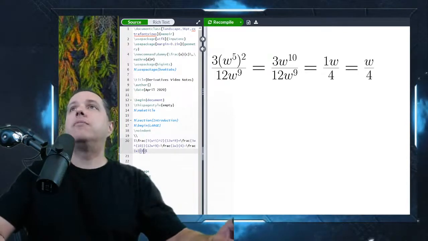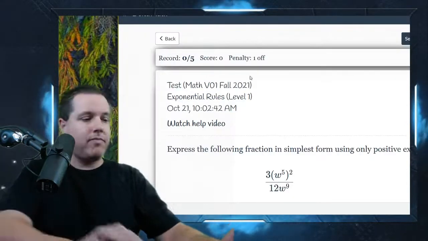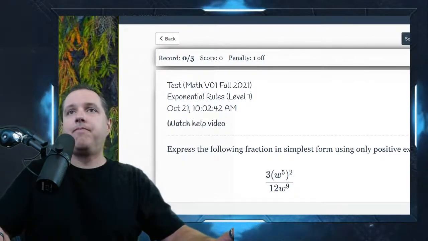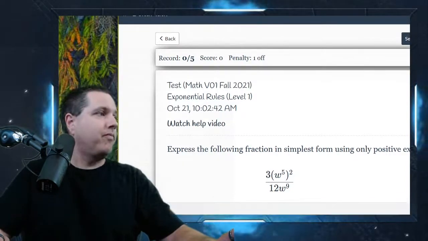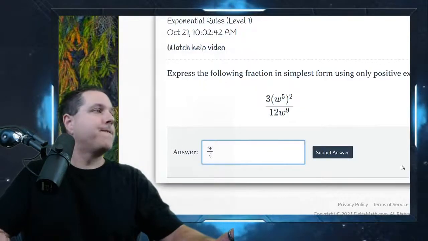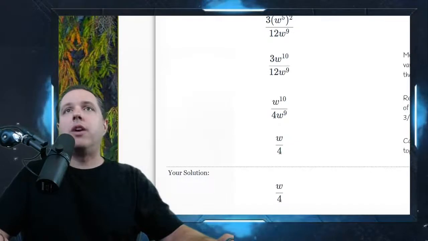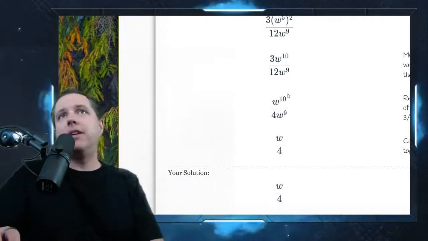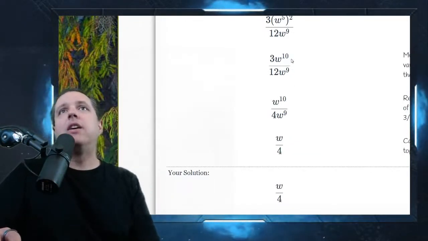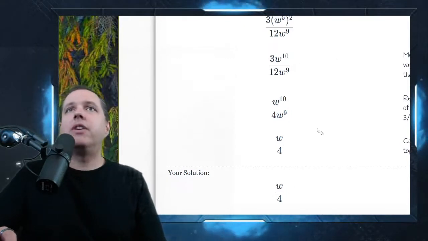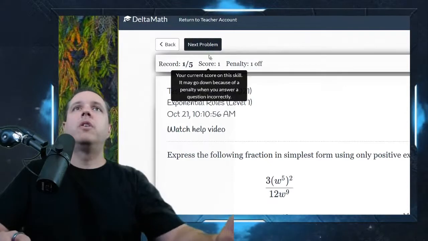So let's see. Make sure I didn't mess that up somehow. w divided by 4. If I go and input it, submit answer. There we go. Got it right. And then they just show you this is basically the same thing I did, right? In fact, yeah, same order that we did the steps and everything, to get w over 4.